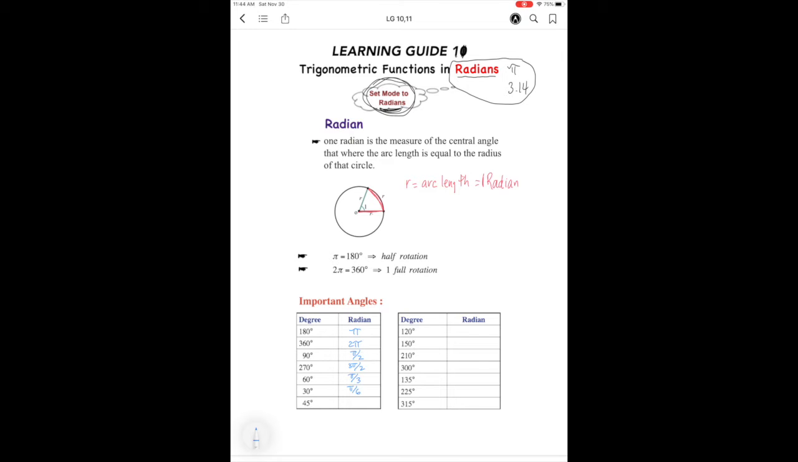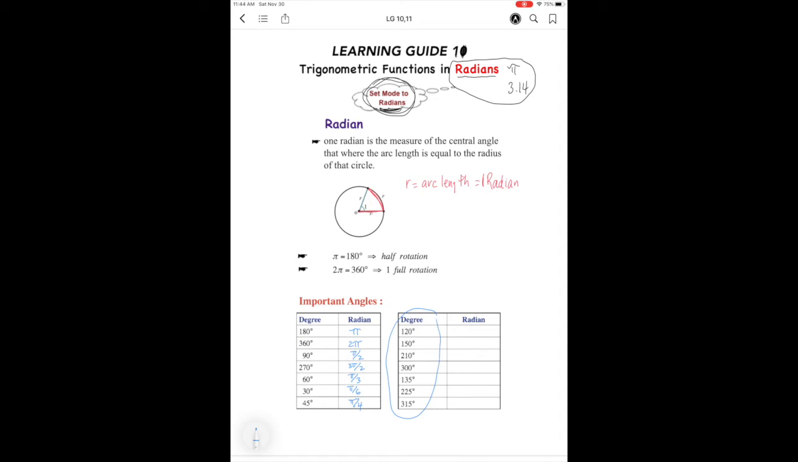But remember that 30 degrees is less than 60. And pi over 3 and pi over 6, we know that the relationship is pi over 6 is less than pi over 3. And 45 degrees is pi over 4.